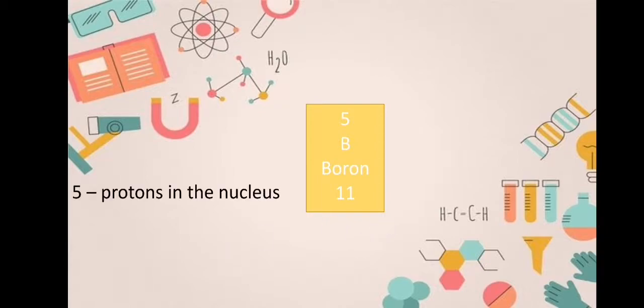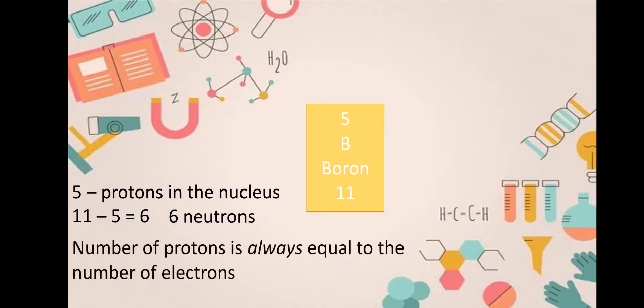To find out how many neutrons, we subtract the atomic number from the mass number. So 11 minus 5 is 6. The mass number always has to be a whole number, so we round it up or down. So the remainder, 6, would be 6 neutrons. The number of protons is always equal to the number of electrons, so we have 5 electrons there. This gives us an electronically neutral atom.